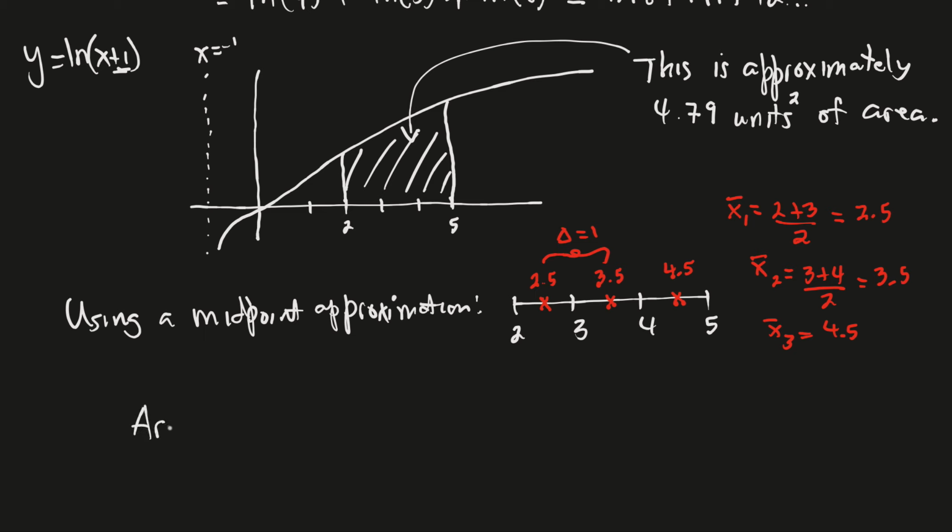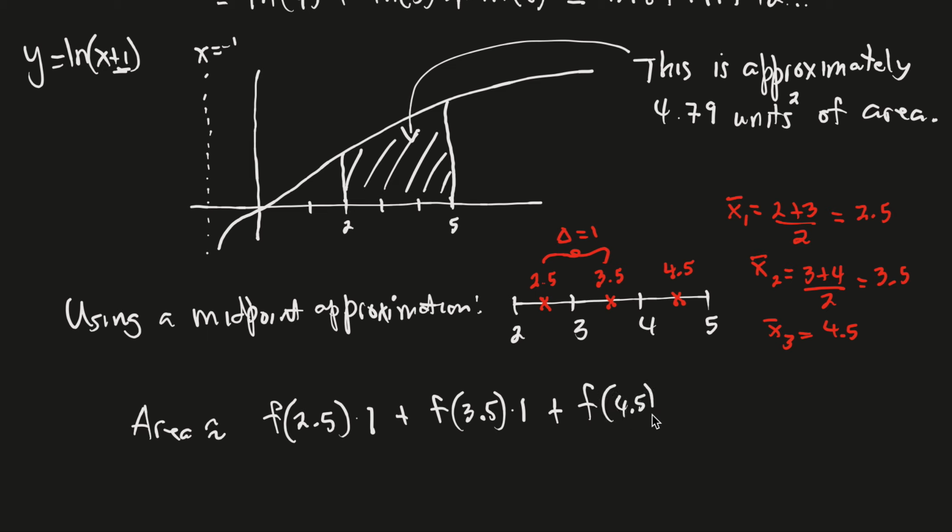So our area is approximately, let me write it down symbolically now, f of 2.5 times our delta plus f of 3.5 times our delta. Our delta is 1. And finally, f of 4.5 times our delta. So now we're going to plug 2.5 into our function. Remember what our function is. It's the natural log of x plus 1. So I have to take this x and add 1.